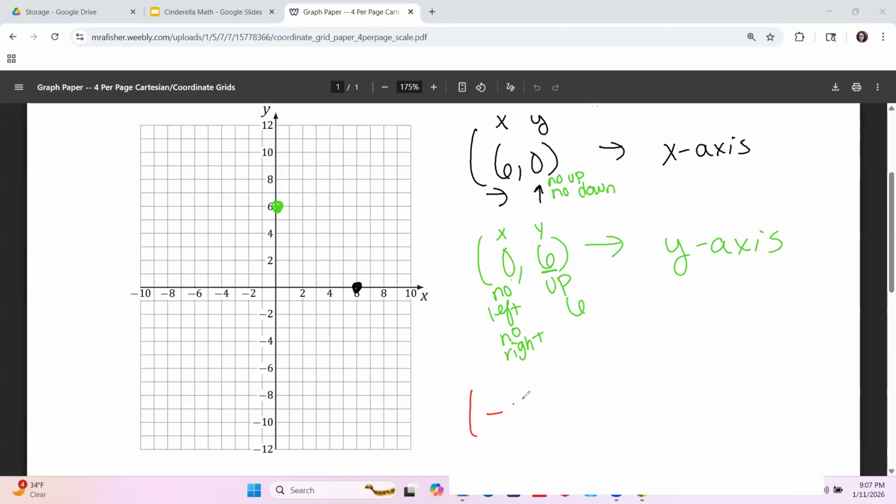Okay. How about negative 5, 0? So left and then stay home. So from the origin, go left 5. 1, 2, 3, 4, 5. Stay home. And that's on your x-axis. One more. How about 0, negative 8? So from that origin, don't go left or right, stay home, but then go down 8. Boom. And that's on your y-axis.